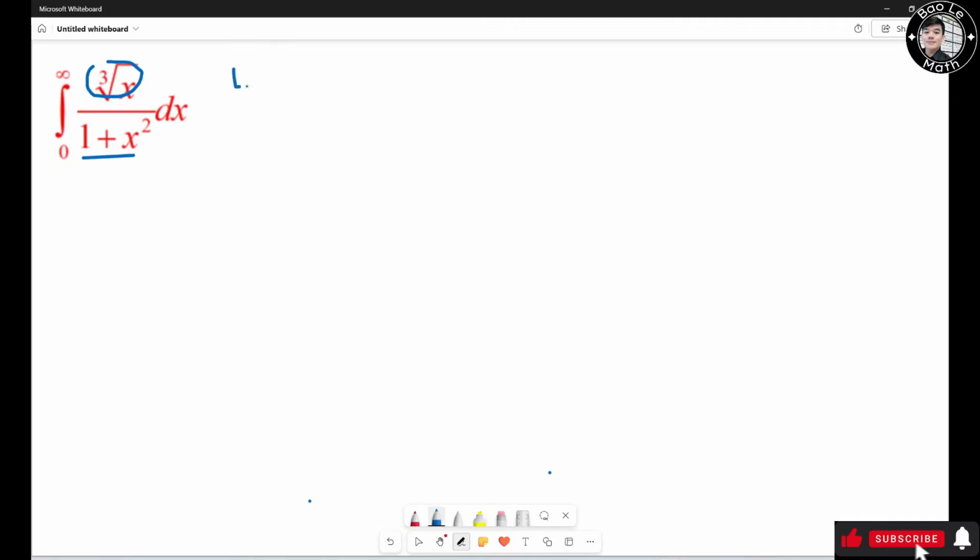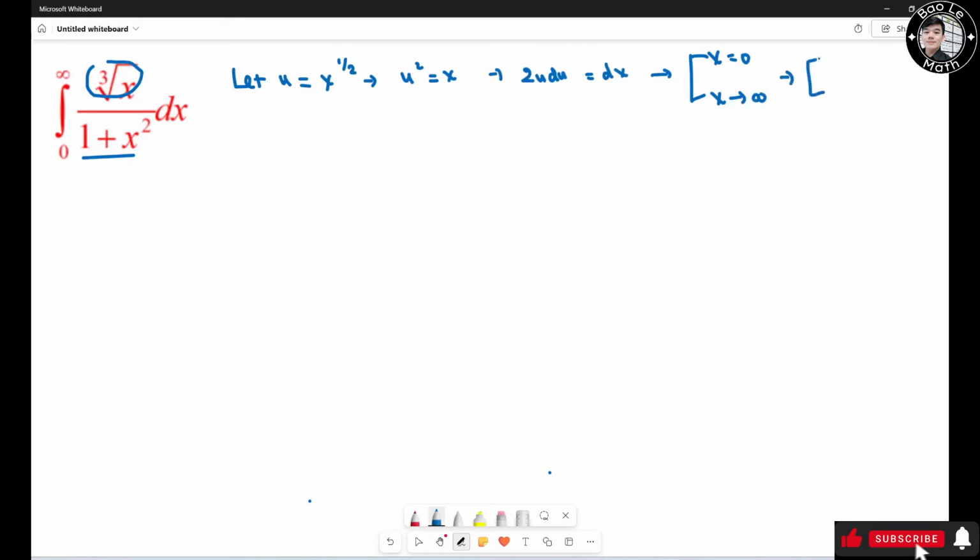Alright, so I'm gonna let u equals s to the power 1/2. If I square both sides, it's gonna be u squared equals s, right? So then I have 2u du equals ds. Now I need to change the lower limit and upper limit. So I have s equals 0, s approaches infinity. Then u must be 0 and u approaches infinity. We have the new integral.